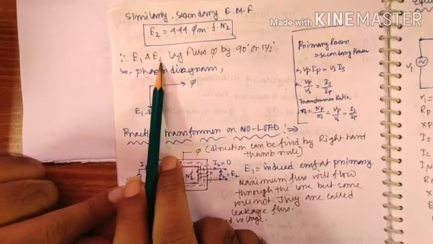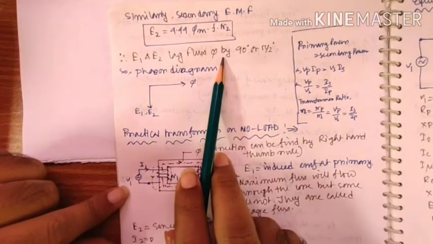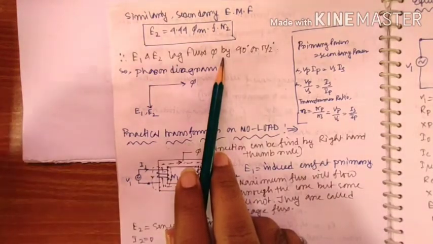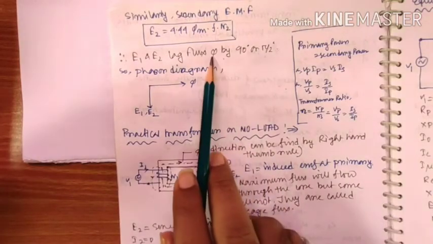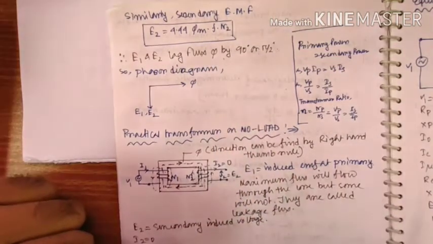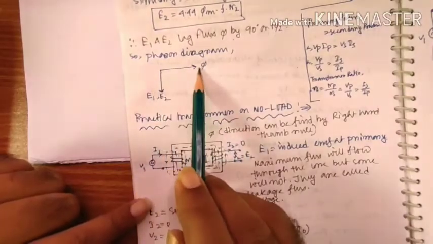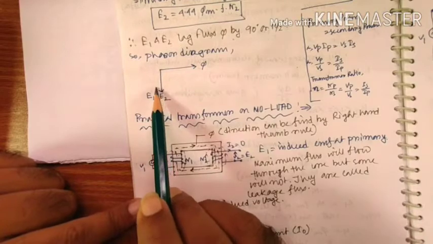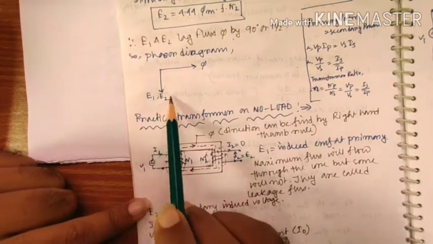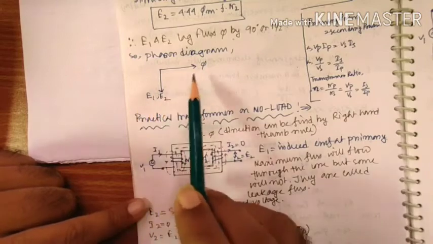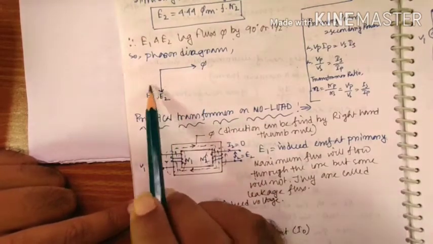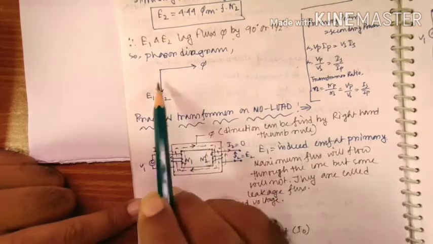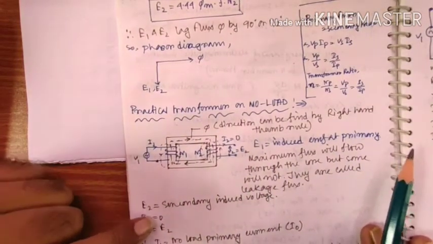E1, E2 is the induced voltage due to the flow of flux phi, and the relation that we have found right now is that it lags 90 degree or by an angle pi by 2 with respect to phi. So if I want to draw the phasor diagram, if this line represents phi, then E1 as well as E2 both should come down in this direction, because E1, E2 both are the induced voltages due to the presence of phi, and E1, E2 lag phi by an angle pi by 2 or 90 degree.